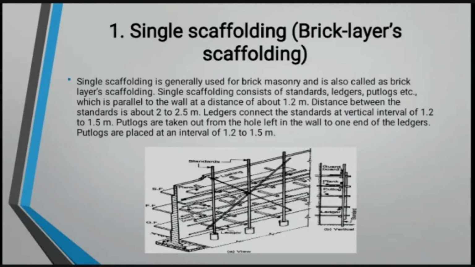Single scaffolding consists of standards, ledgers, footlocks, etc., which are parallel to the wall at a distance of about 1.2 meter. Distance between the standards is about 2 to 2.5 meter. Ledgers connect the standards at a vertical interval of 1 to 1.5 meter. Footlocks are taken out from the holes left in the wall to the one end of the ledgers. Footlocks are placed at an interval of 1.2 to 1.5 meters.